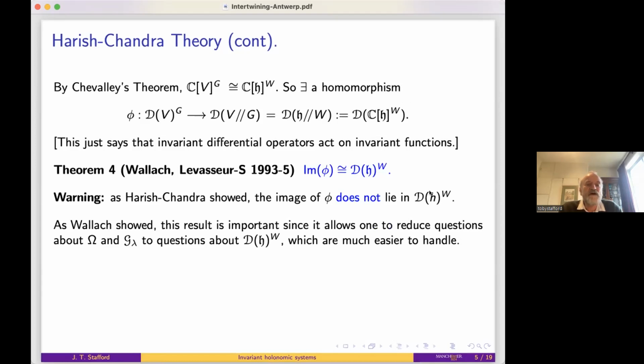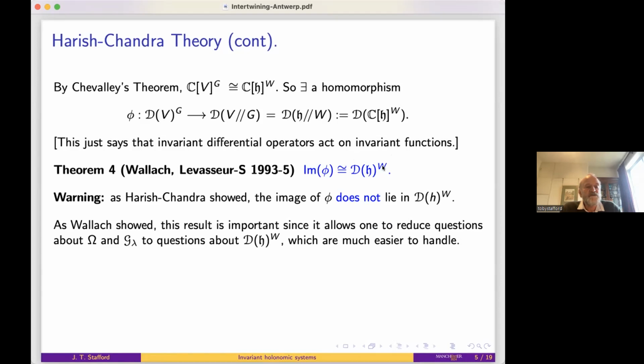If I write the image of phi in terms of D(h), you'll find you get inverses turning up. And this goes, again, Harish-Chandra noticed this and showed that you have to twist phi appropriately to get an image inside D(h)^W. Once you've done that, then of course you have to show it's surjective.